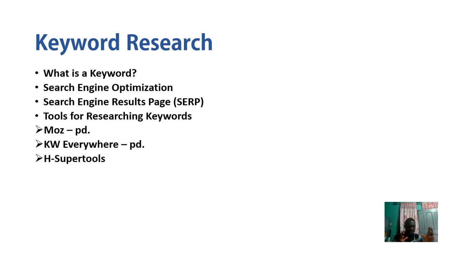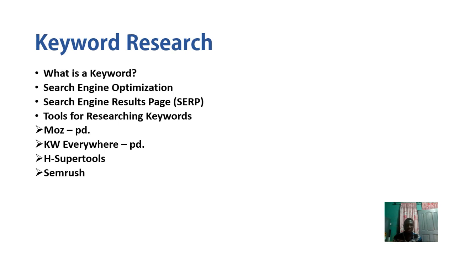Now, there is also another free tool that enables you to access these features I'm talking about, and that is what we call the H Super Tools. H Super Tools is a website, a platform that is owned by one Hassan. He has built this tools website to enable people like you to access those features for free. So you can do your keyword research and know the volume of keywords and all that there.